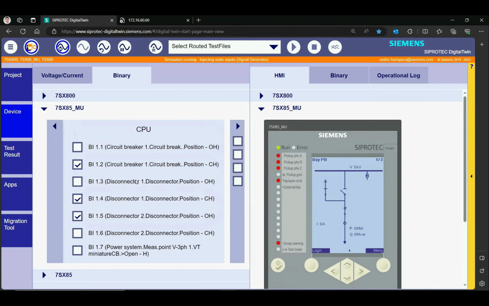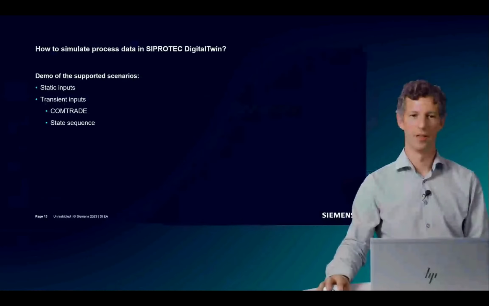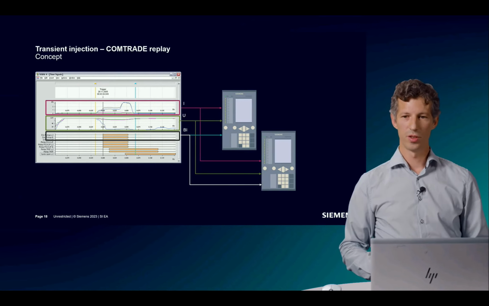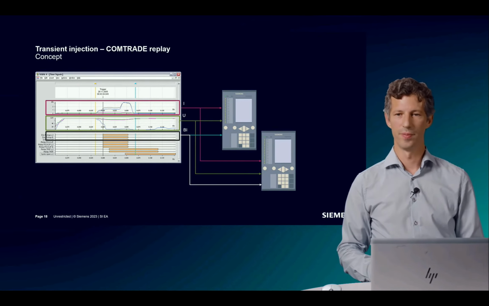So those are the possibilities via static injections of current, voltages, and binary input. Now let's go back to the slides and see the next possibility of testing transients this time. It is using the ComTrade replay functionality.